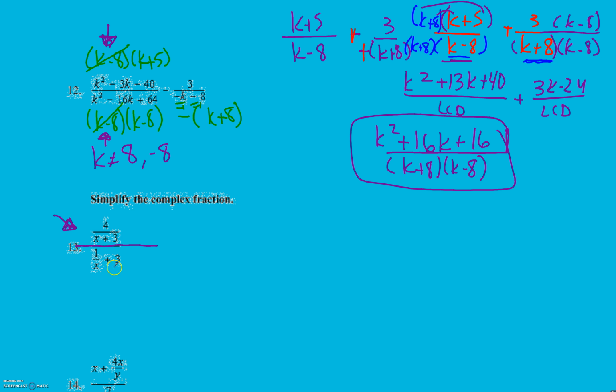So my common denominator is going to be x. Right now I have 3 over 1. So my common denominator is an x. My first fraction, I have it. My second one, I don't. So I multiply top and bottom by x. This gives me 1 plus 3x over x when I write it as one fraction. So right now I have 4 over x plus 3 all over another fraction of 1 plus 3x over x.